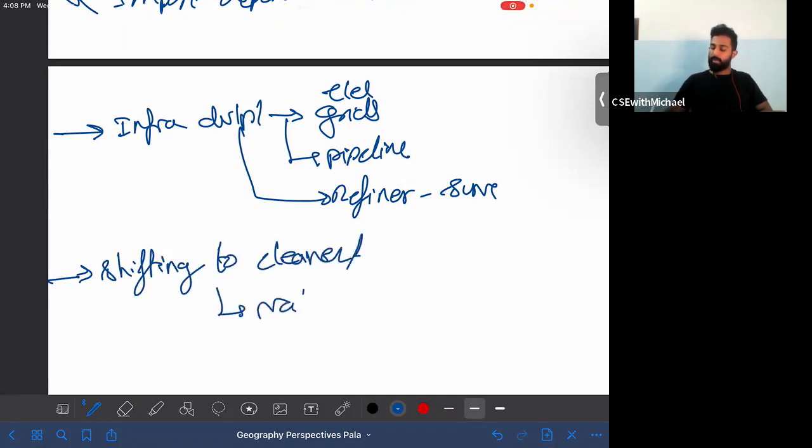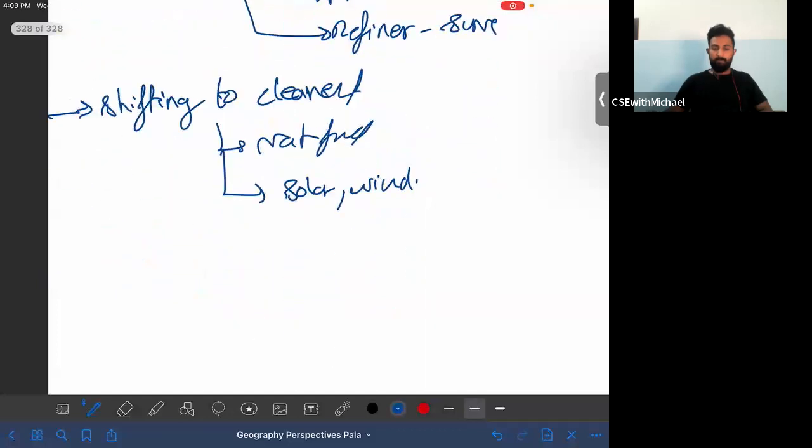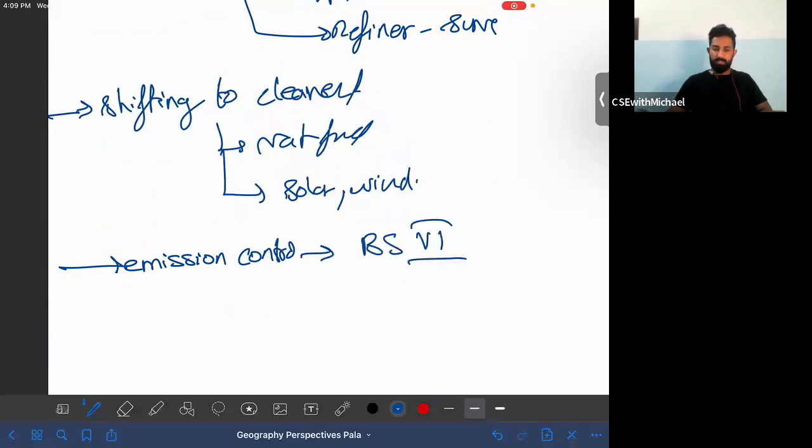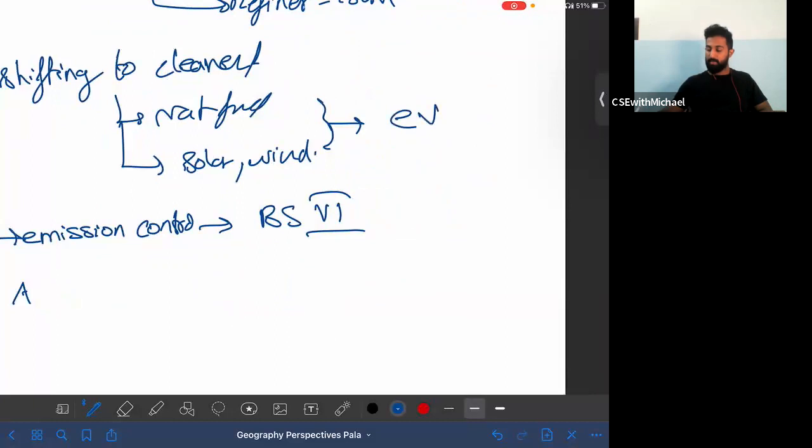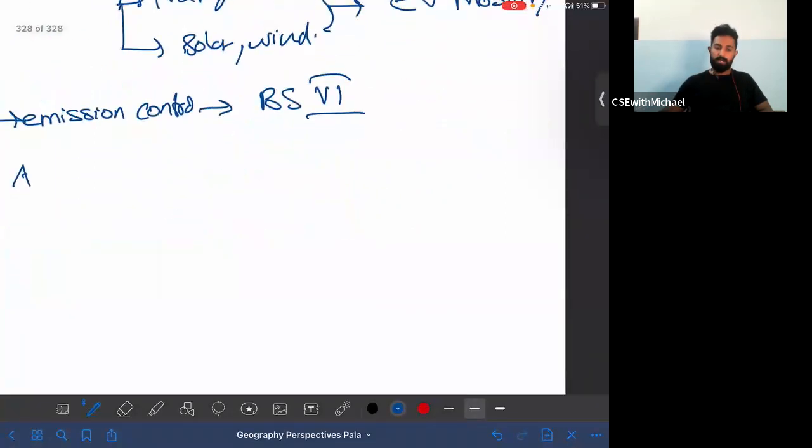For example, natural gas, which is better than petroleum. And obviously you have solar, wind, such options, right? Then emission control measures. If you look at the BS6 stage, Bharat stage 6 is an effort in that direction. Accelerate renewables. You can go for EVs, electric mobility. EV mobility is another one.